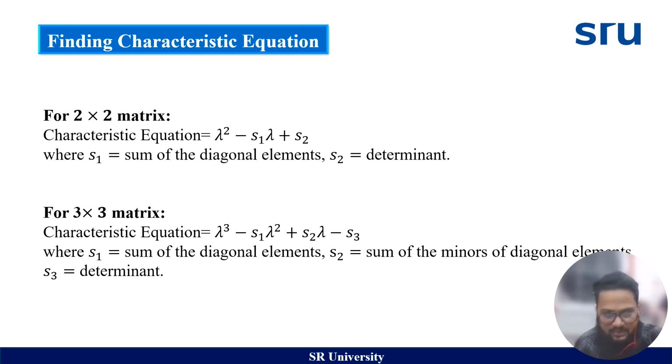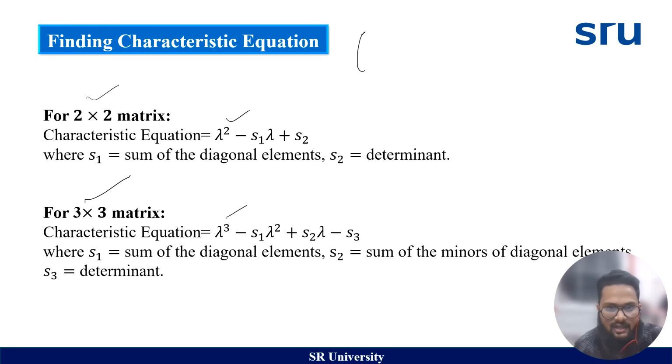For the 2 by 2 matrix, the formula is lambda, as I discussed. If the order is 2, then the highest power, that means the degree of the equation, will be 2. If the order of the matrix is 3 by 3, then the degree will be 3. So here lambda square minus S1 lambda, where S1 is the sum of the diagonals of the matrix, and S2 is the determinant.